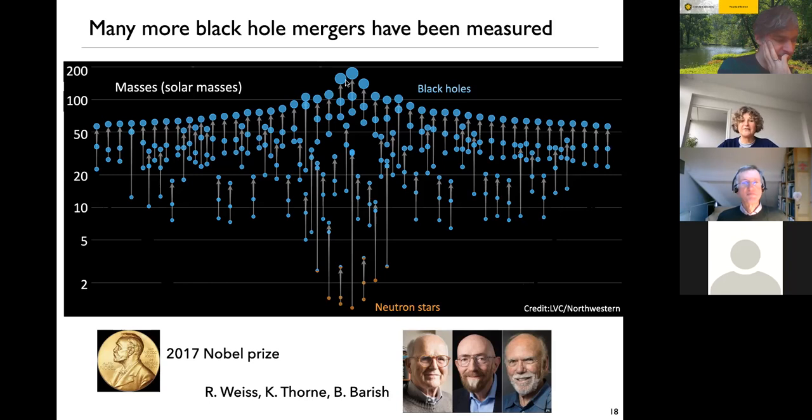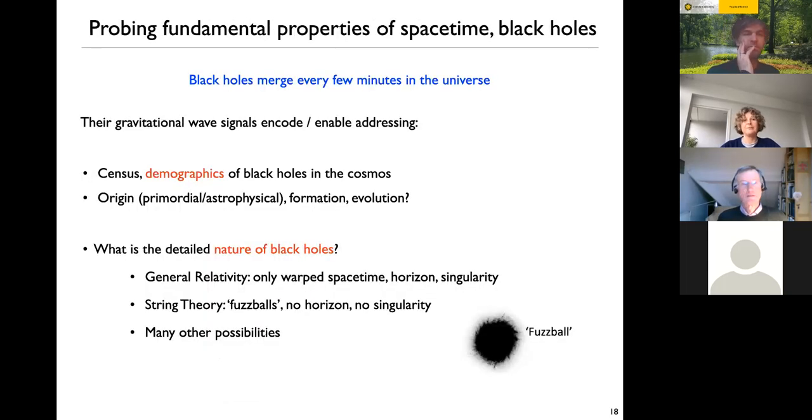And in 2017, the Nobel Prize in Physics was given for gravitational waves to Ray Weiss, Kip Thorne, who was already mentioned in this morning's talk, and Barry Barish. So this is one aspect we can learn about black holes, but there are many more questions that gravitational waves can enable us to address or give us some clues on.